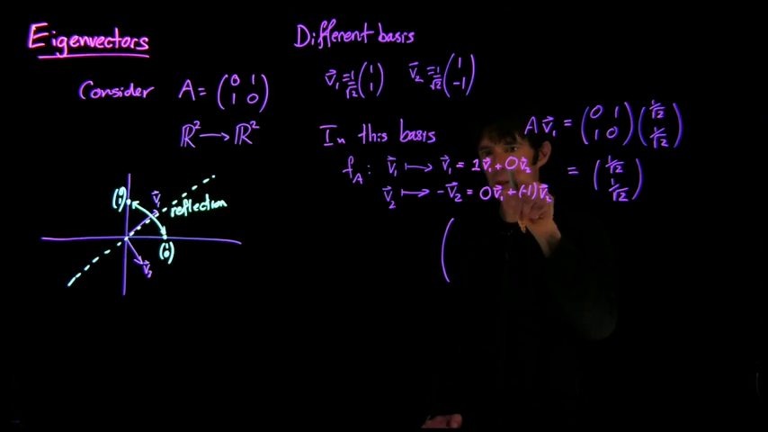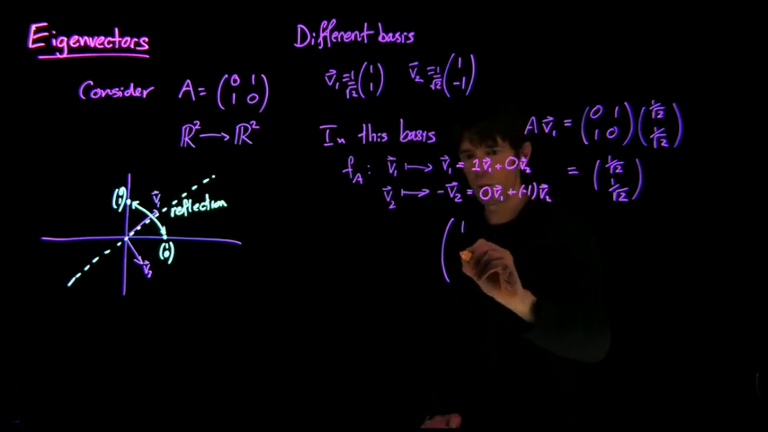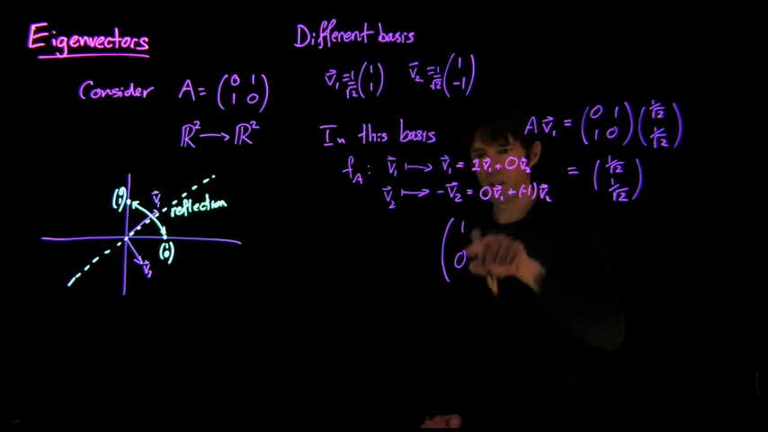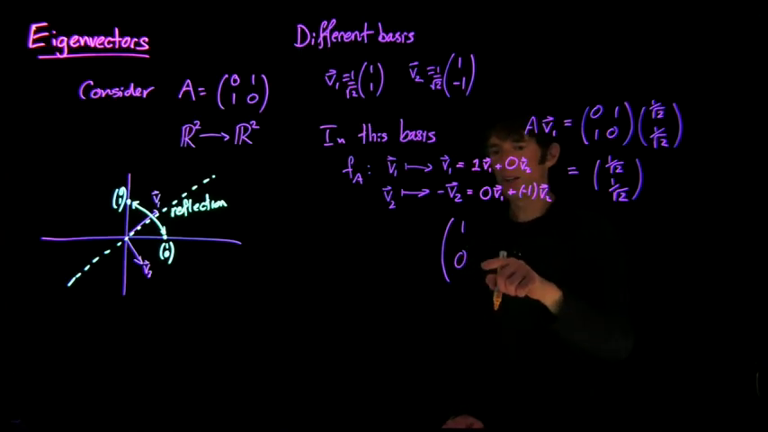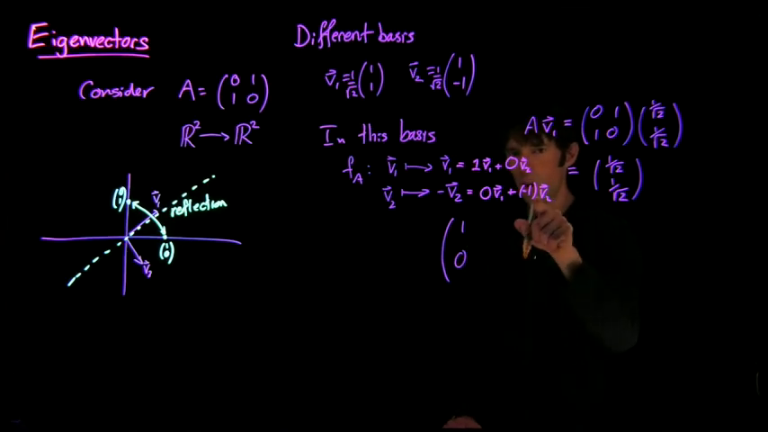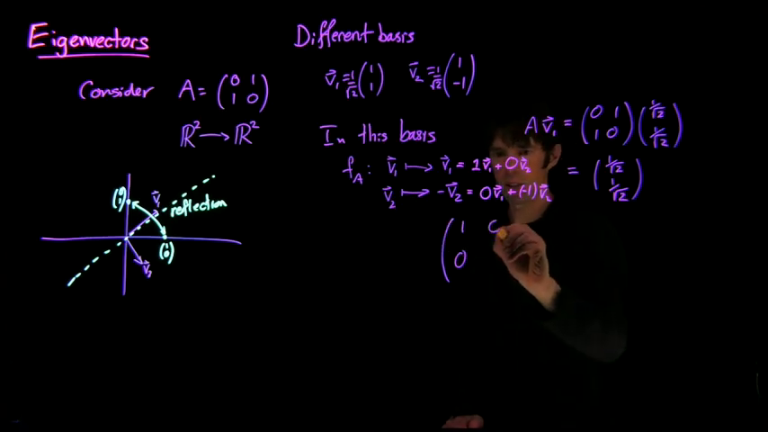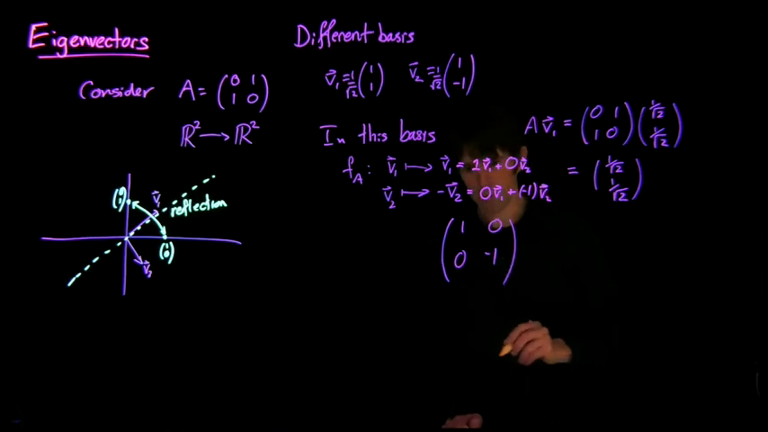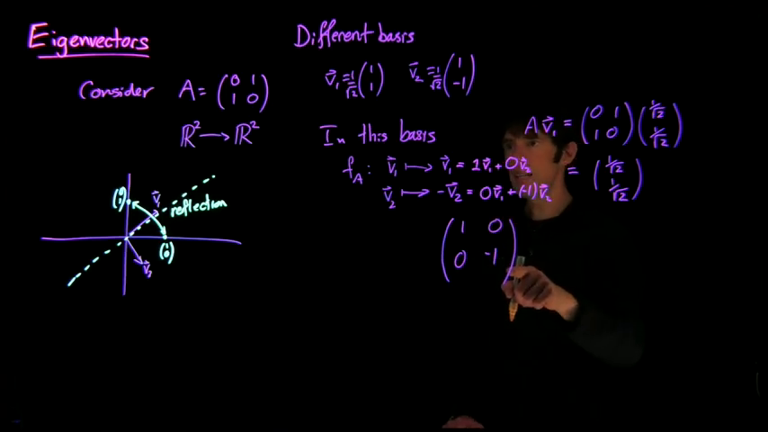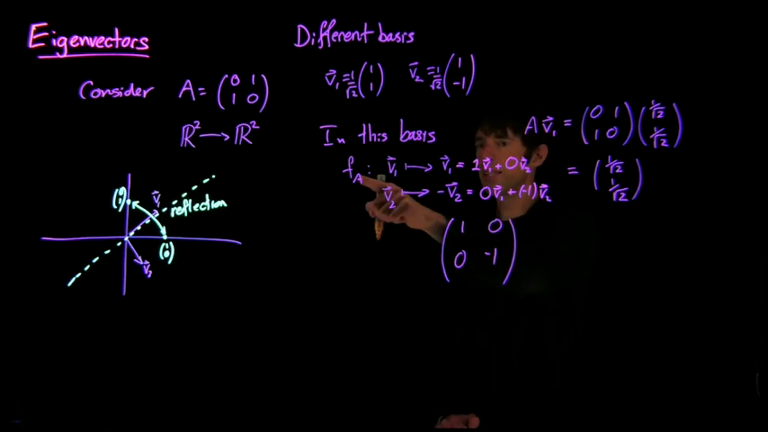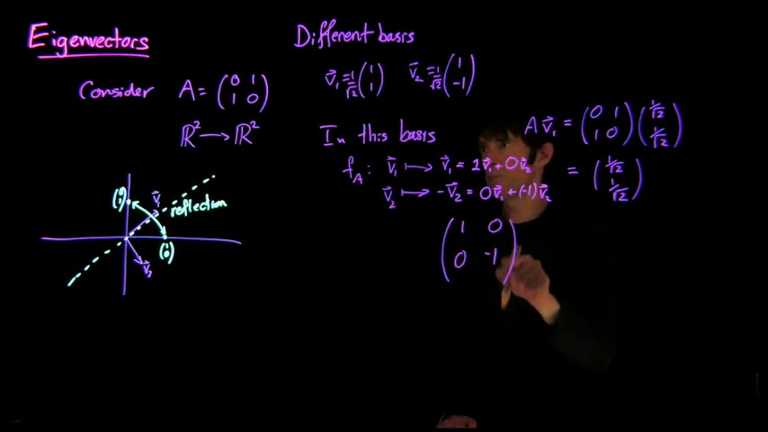So I read off those coefficients and I put them as the first column, 1, 0. And then I look at the second column and I read off the coefficients of the v's for what this transformation does to the second vector. So I get a 0, minus 1. Right. So in this basis, this linear transformation has a very nice, simple form.